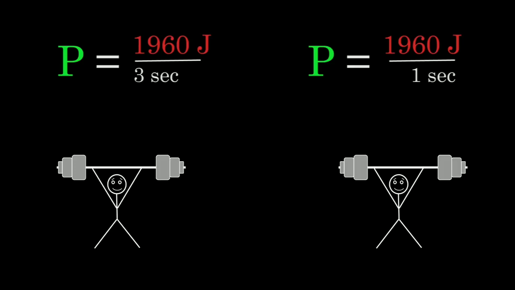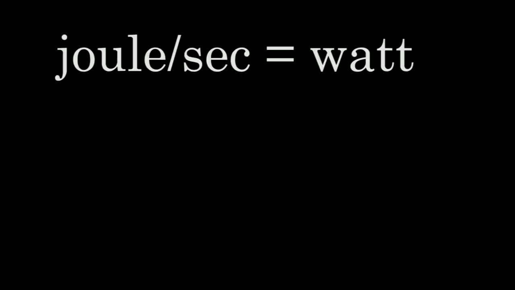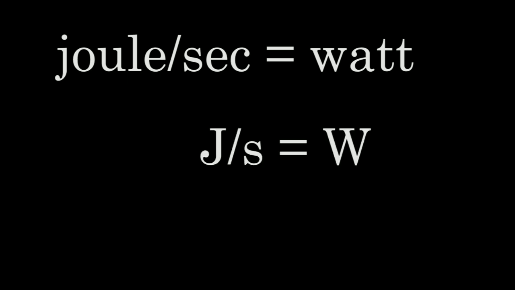If we plug those times into the definition of power, we'll find that the power output of the weightlifter on the right during his lift is 1,960 joules per second, and the power output of the weightlifter on the left during his lift is 653 joules per second. A joule per second is named a watt, after the Scottish engineer James Watt, and the watt is abbreviated with a capital W. Alright, let's look at another example.